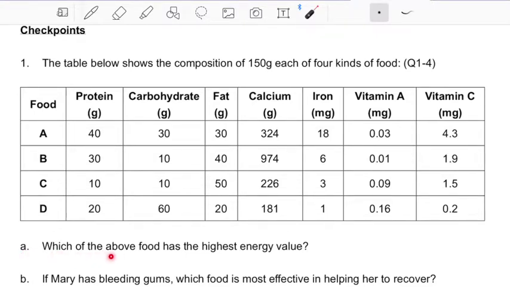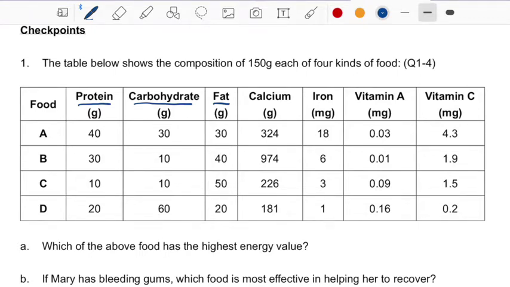Which of the above 4 types of food has the highest energy value? So in our previous lesson, we have learned that protein, carbohydrate, and fat are primary food substances that can directly release energy for our body to use. And one thing you need to know is that if we have the same mass of protein, carbohydrate, and fat, the total amount of energy that they release are different.